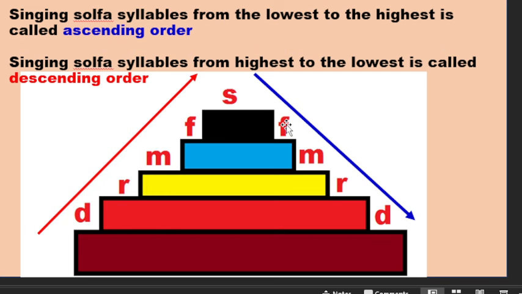Singing solfa syllables from the lowest to the highest is called ascending. And singing solfa syllables from the highest to the lowest is called descending. Let me start with ascending: do, re, mi, fa, so. Do, re, mi, fa, so. That's ascending. Descending: so, fa, mi, re, do. So, fa, mi, re, do. That's descending now.